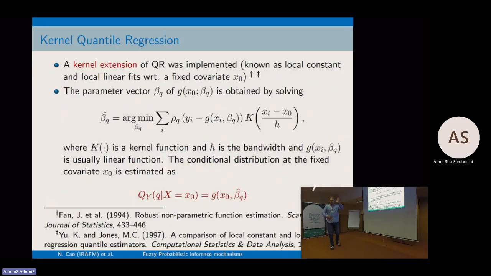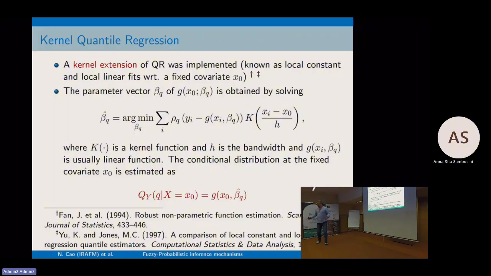x0 is like a node for the fuzzy basic function. This is like the central point for this kernel. It means that for any x0 and for any q, we determine these parameters, and we substitute x0 into this function, and we get the value of the quantile for q.